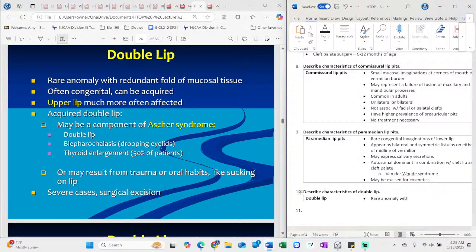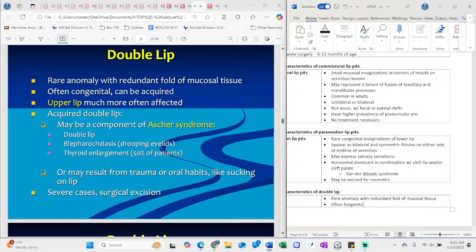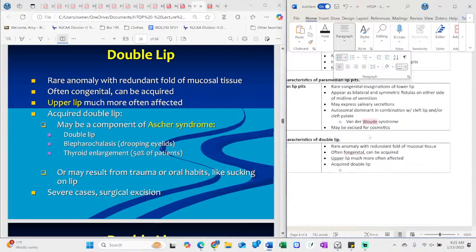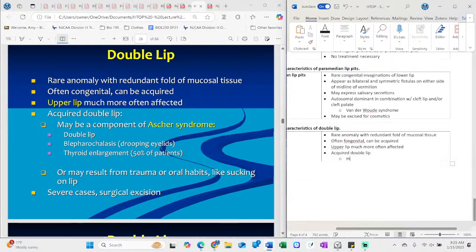Double lip is a redundant extra fold of tissue that you see on the mucosal side of the lips. More commonly, you see it with the upper lip, but there have been cases reported affecting both the upper and the lower lips. Now, more commonly, it is congenital, but in some cases they may arise later in life, so they may be acquired. And the most common example of an acquired double lip comes with Ascher syndrome.